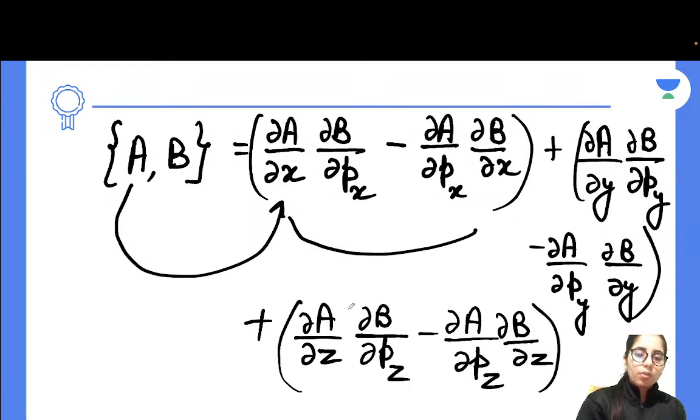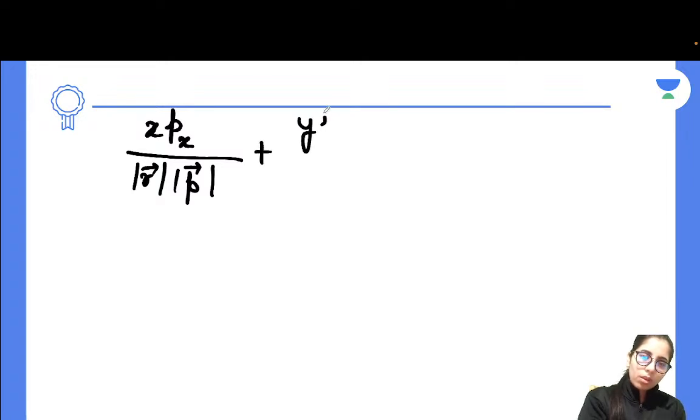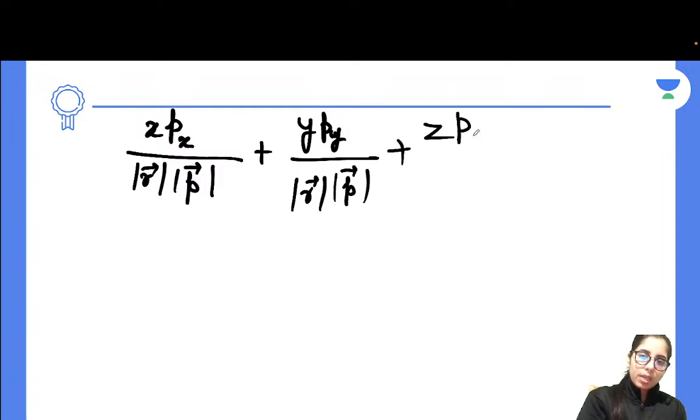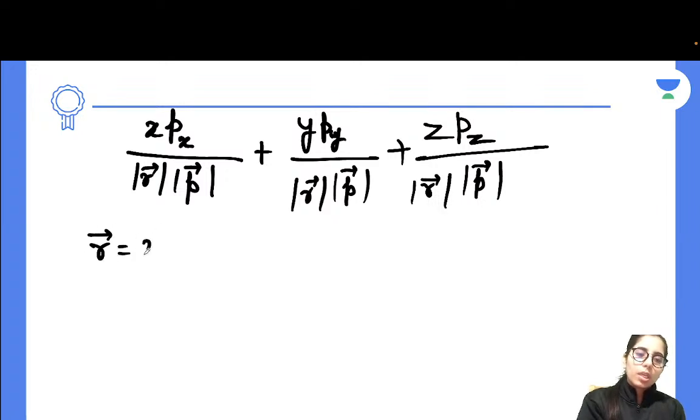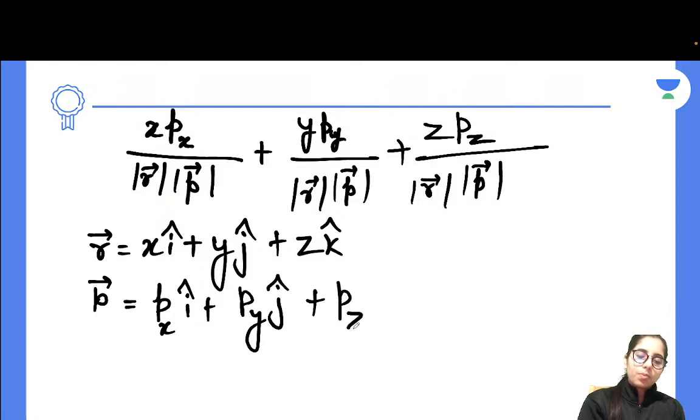Once you work on this part, your final expression is going to be x px. In the denominator, you will have the square root of all the similar values we had already. So this is what you will get. Then y py divided by magnitude of r, magnitude of p vector, and the next you will have is z pz, and next magnitude of r, magnitude of p vector, right? If you say vector r is xi cap plus yj cap plus zk cap, and vector p is what? It is px i cap plus py j cap plus pz k cap.